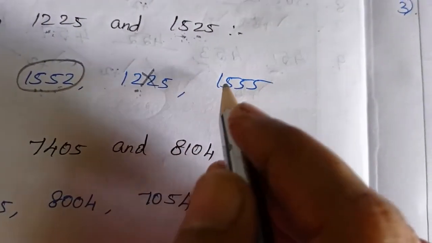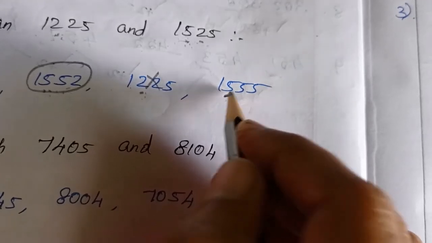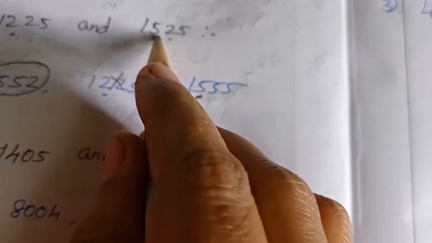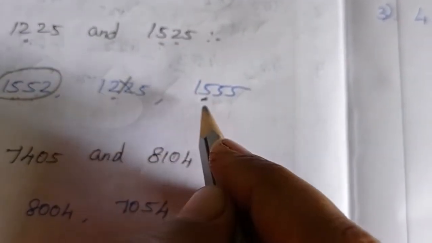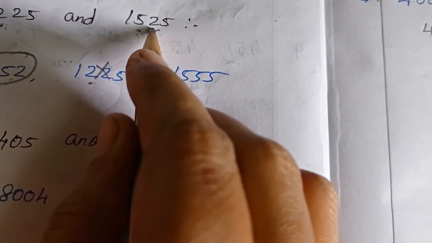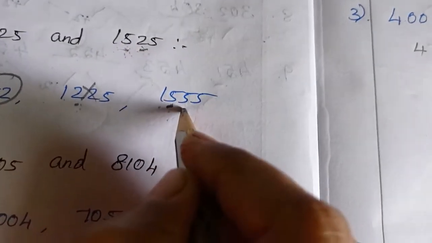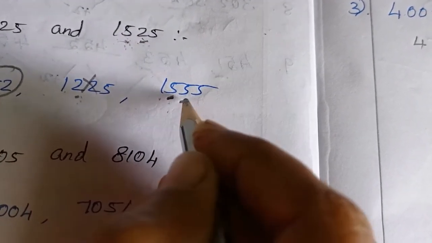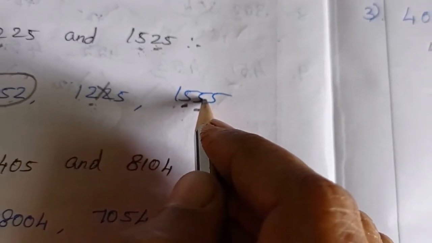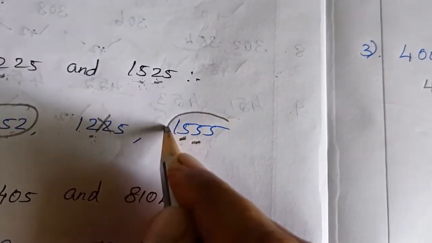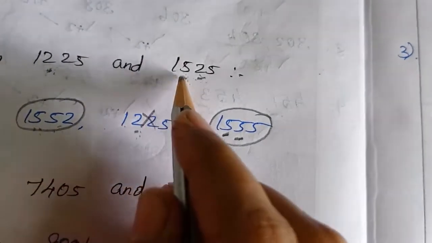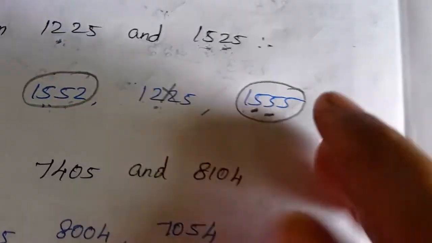Now check the next one. The 100 place value for this number is greater than 2. Okay, so check the next given number. The 100 place value for both the numbers is same. So check their tens place value. The tens place value for the given number is 2, but the tens place value for the option number is 5. Okay, so which one is greater? 5 is greater. Okay ma? So 1555 is greater than 1225 and 1525. Okay ma?